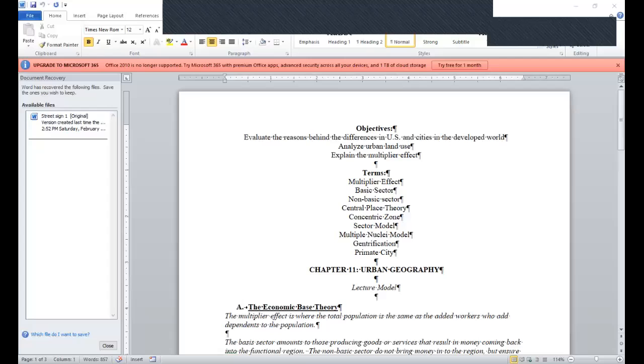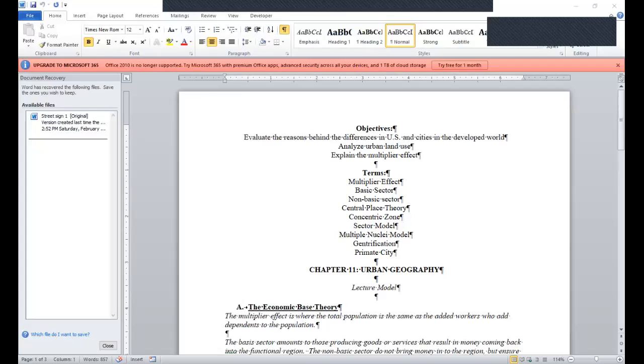Let's take a look at the screen share, and we'll get rolling here. In this chapter, we want to evaluate the reasons behind the differences in the United States and cities in the developed world. We want to analyze urban land use and explain the multiplier effect.